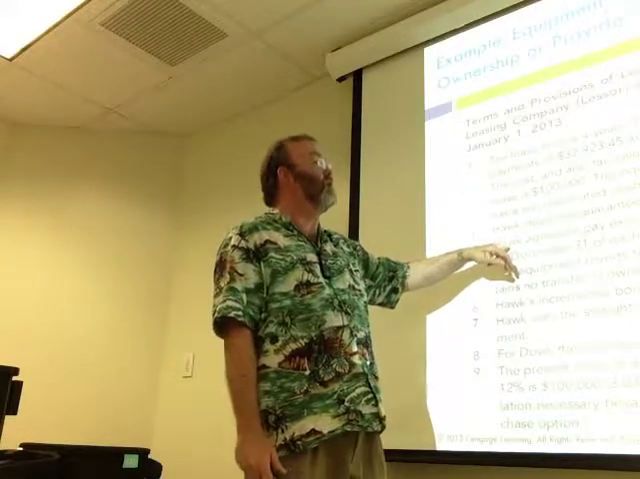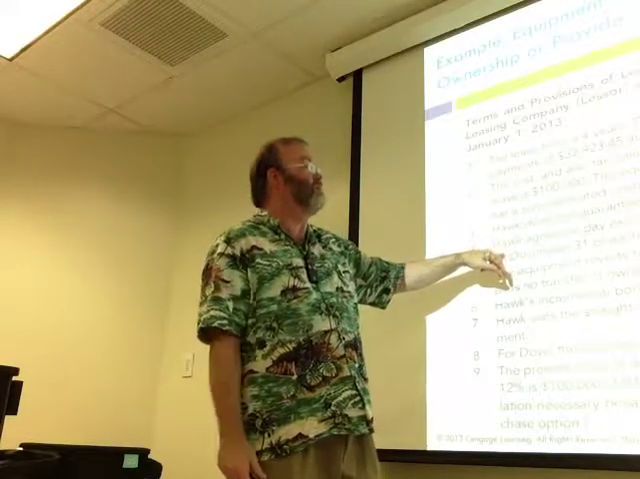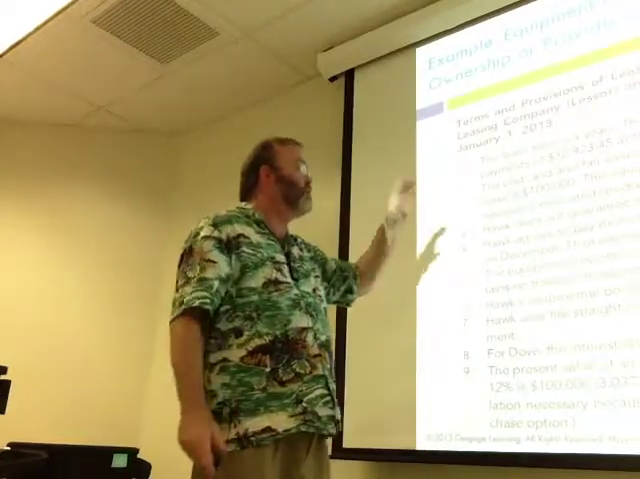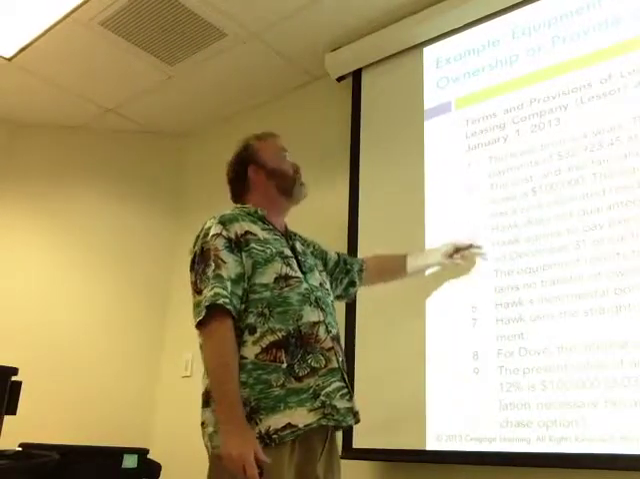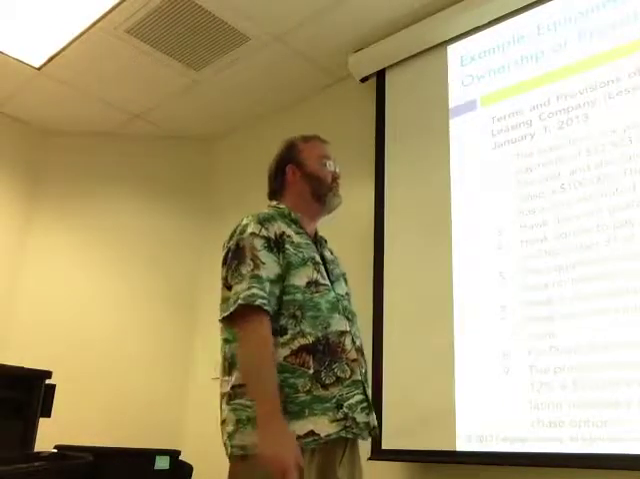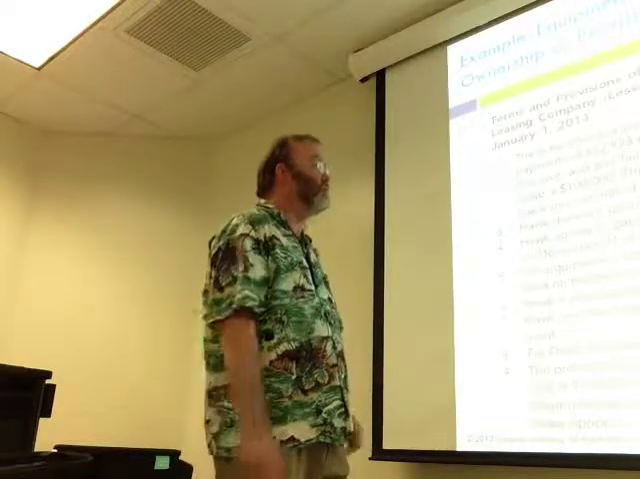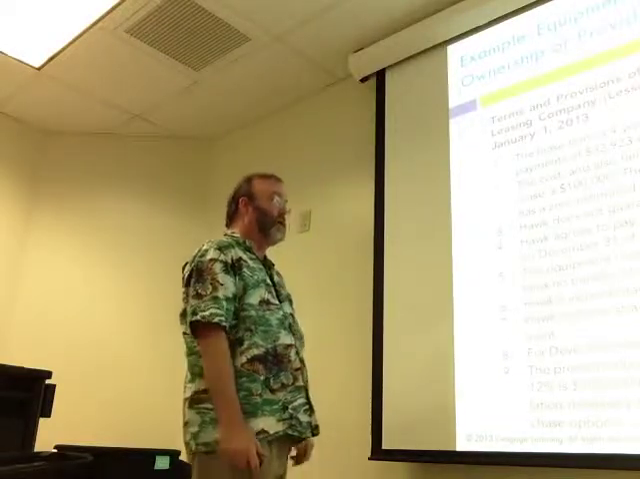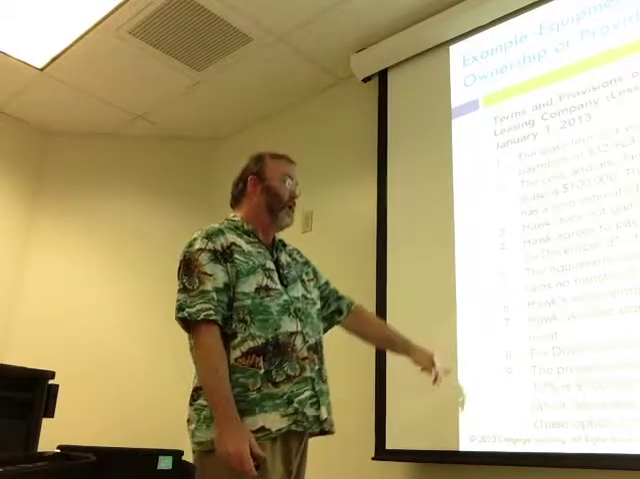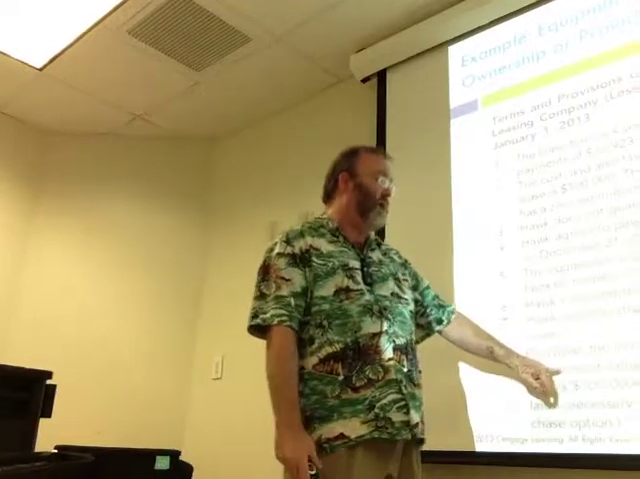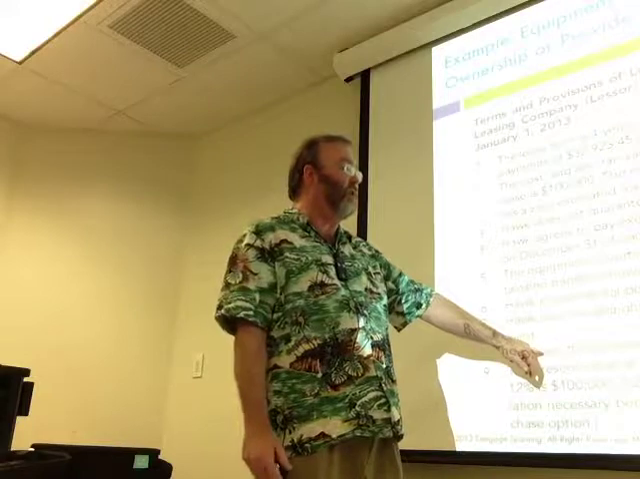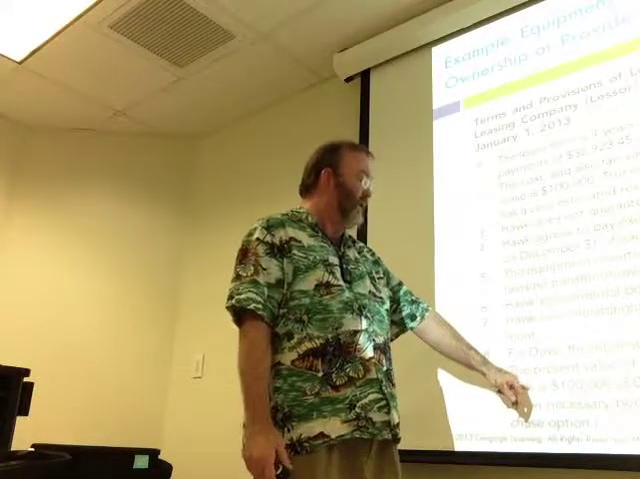There's executory costs for maintenance of $4,000 per year, separately billed. It's not included in the $32,000. It reverts to Dove, which is the lessor, so you're going to give it back at the end of the 4 years. There is no transfer of ownership and no bargain purchase price. Straight line is what the lessee uses for depreciation. So the present value of an ordinary annuity for 4 years at the implicit interest rate of 12% is exactly $100,000.